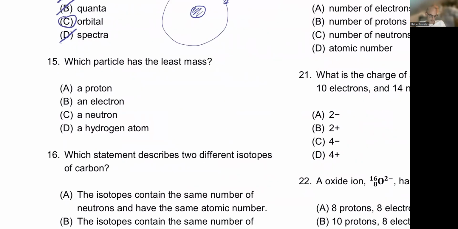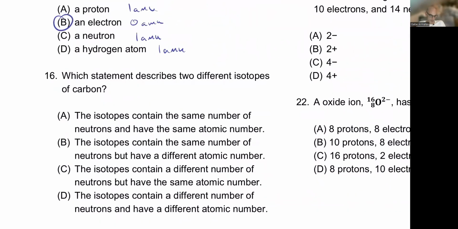Which particle has the least mass? Okay, proton, 1 AMU. Electron, 0 AMU. Neutron, 1 AMU. And a hydrogen atom, which is made up of just a proton, really, 1 AMU. So an electron, no mass, 1/1000th of a nucleus, or a proton.